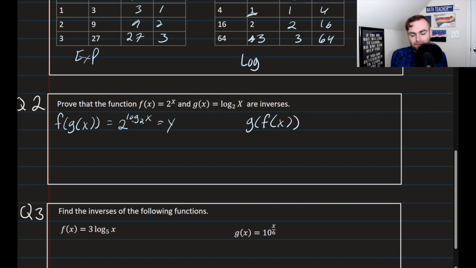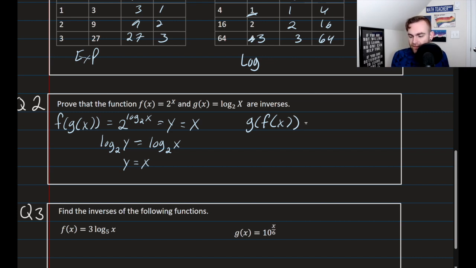If I have an exponential here, I can rewrite this as a logarithm. That would be a log with a base of 2 and a result of y is equal to its exponent, which is a log base 2 of x. And because logarithms are one-to-one functions, the only way for log base 2 of y to equal log base 2 of x is if y is equal to x, which means this whole thing here is equal to x. Perfect. It works. Let's do it the other way.